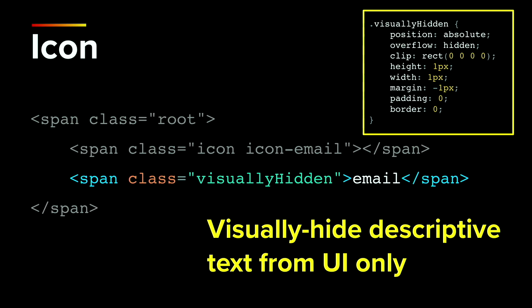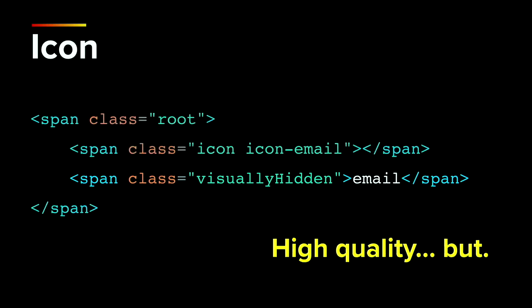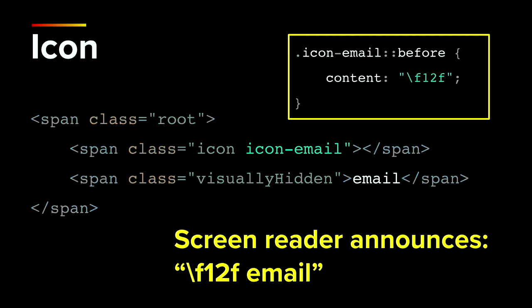Next, we are going to add to the descriptive text span a class called visually hid. This will visually hide the descriptive text from view only, but it will still keep it exposed to screen readers. So this is a high quality component, but there's a problem. If you scan this component in a screen reader, it will announce /F12F email. Those Unicode characters are announcing from that icon there.